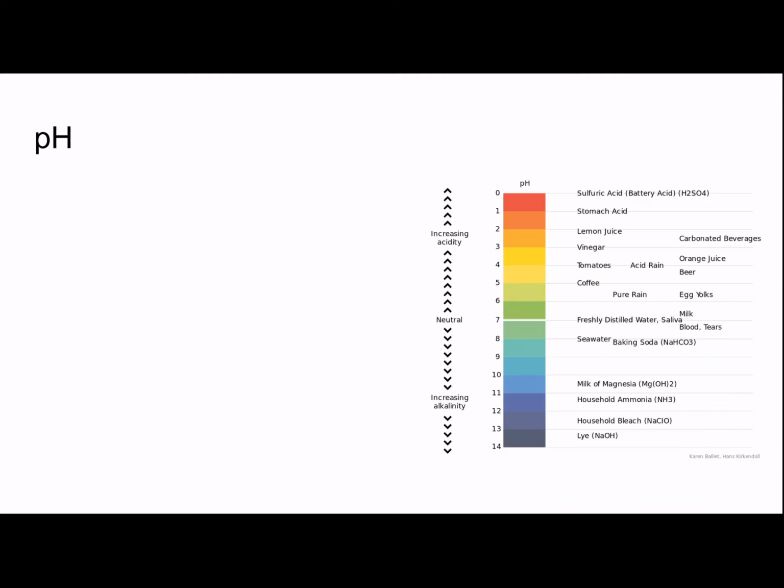Now let's talk about pH. pH measures the concentration of hydrogen ions in moles per liter. And this formula for pH is negative log of the concentration of hydrogen ions. All the brackets mean is concentration.